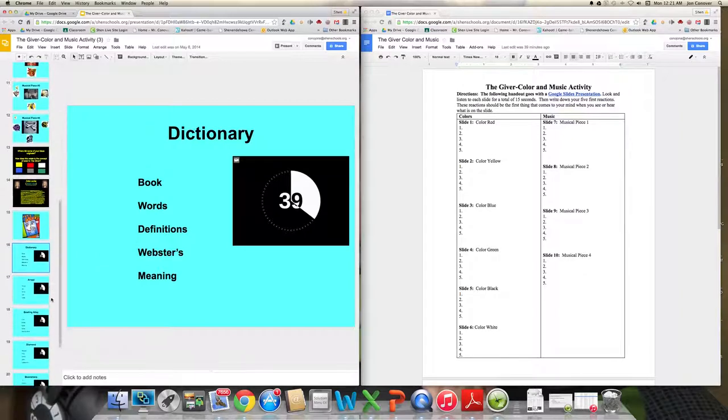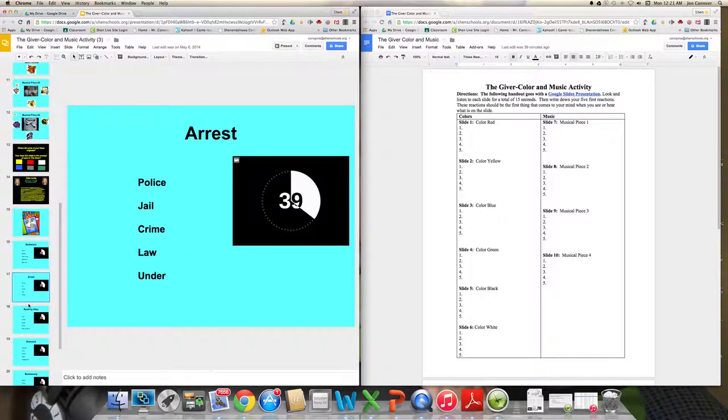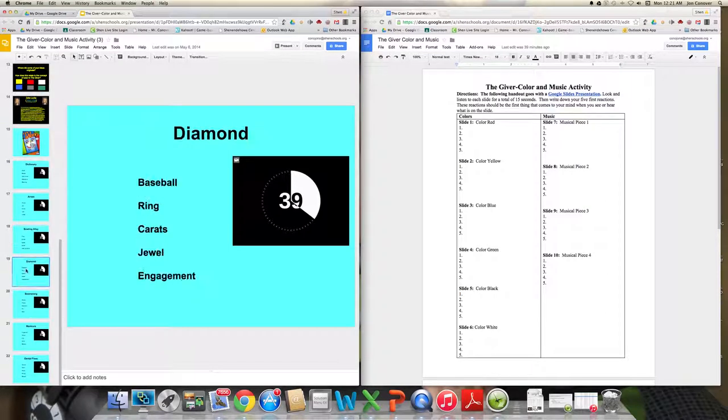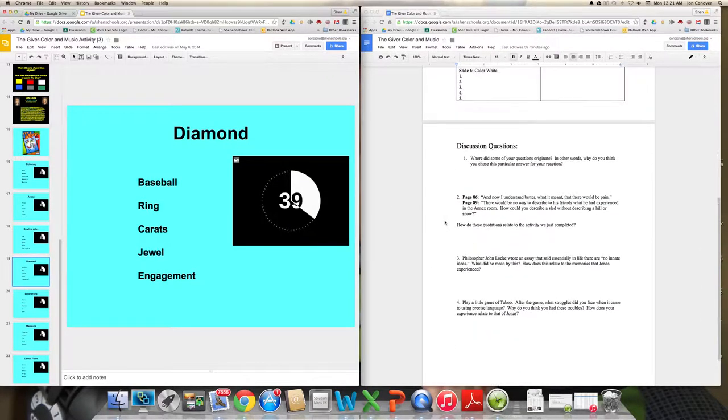A lot of times in the first couple they don't do so great, and of course then they realize why they're not doing great, because it's hard. In order to describe what a diamond is, you need these other concepts. It's really, really difficult to do. So we have maybe 5 or 6 examples of that, and then we go back to our handout here, and we start talking about our reflection of this activity.